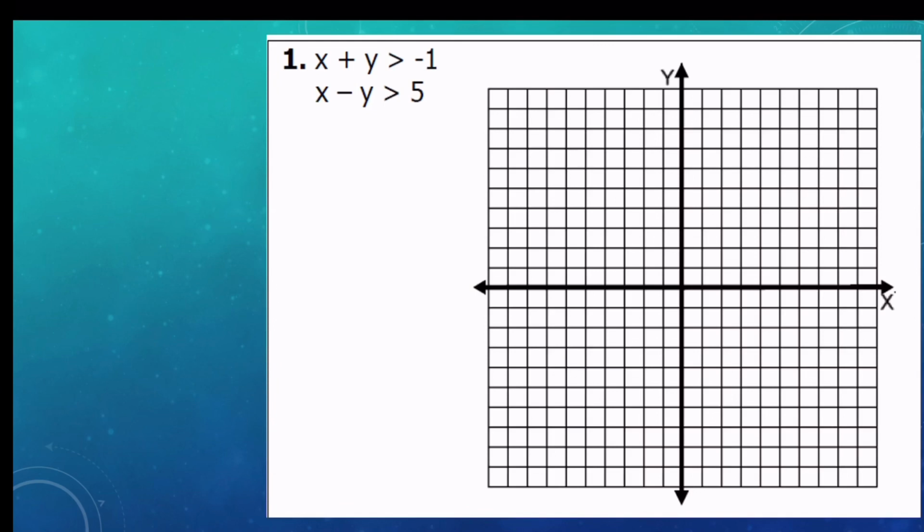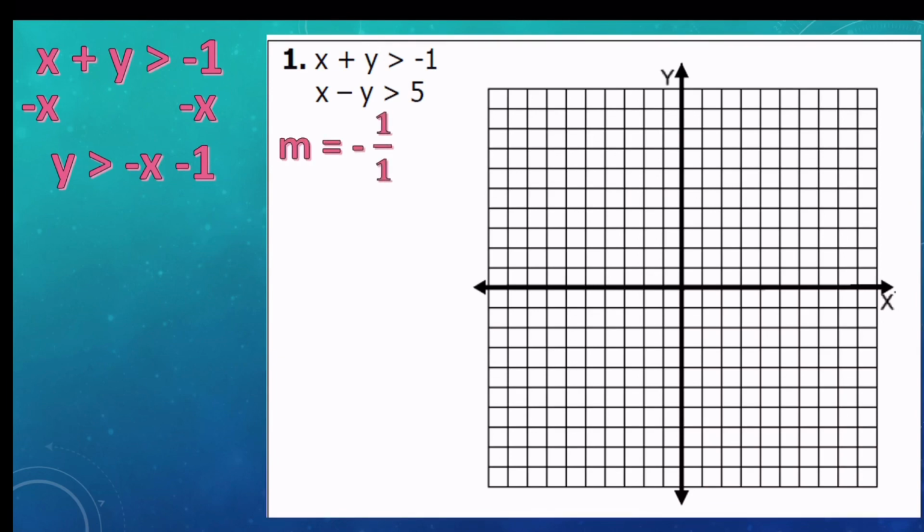Remember, it's a system, so it's two or more. Before I can graph, it has to be in slope-intercept form. So let's just start with my first inequality. I'm going to solve for y. So y is greater than negative x minus 1. My slope is negative 1 over 1, and my y-intercept is negative 1.